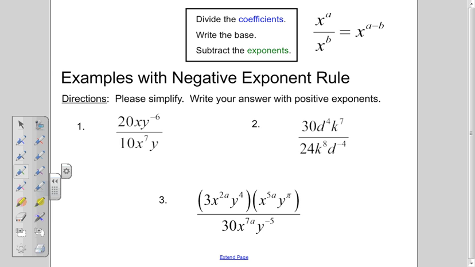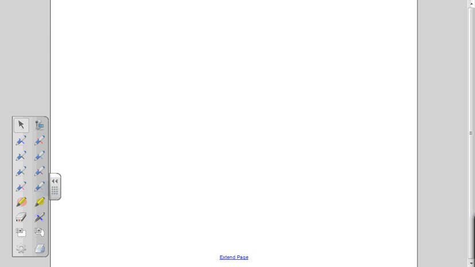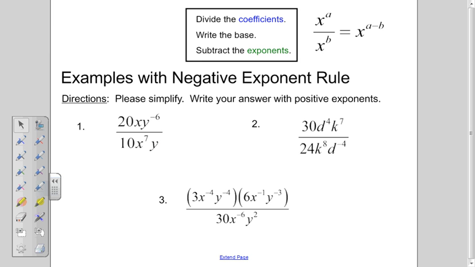Okay, so if you've just scrolled to this part, this is probably the hardest level of difficulty. Excuse me, I was on the wrong slide there just for a moment. Okay, so this is the hardest level of difficulty because it involves the negative exponent rule.